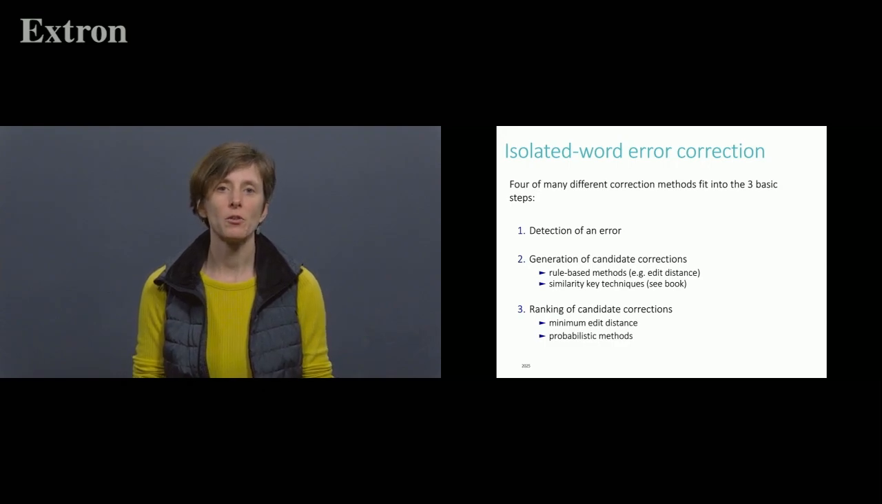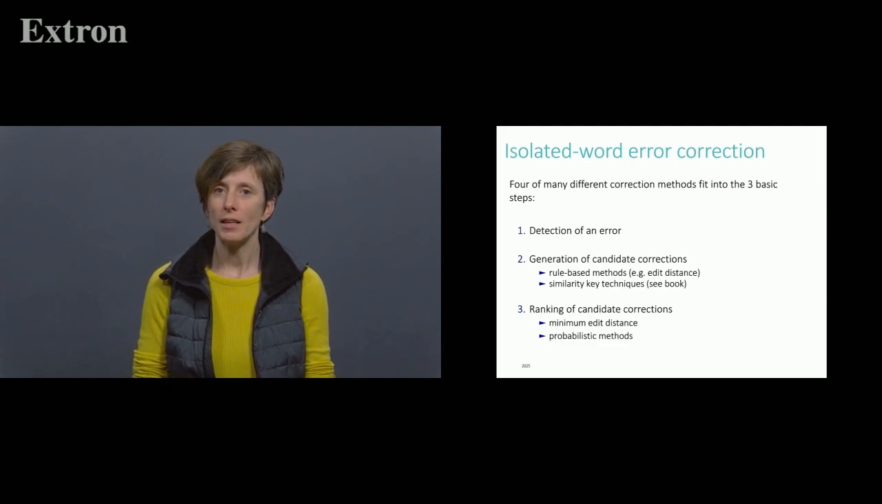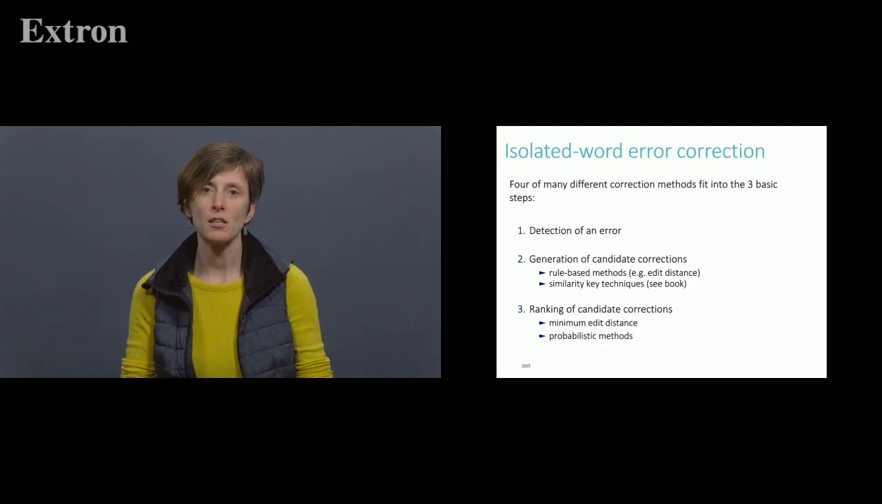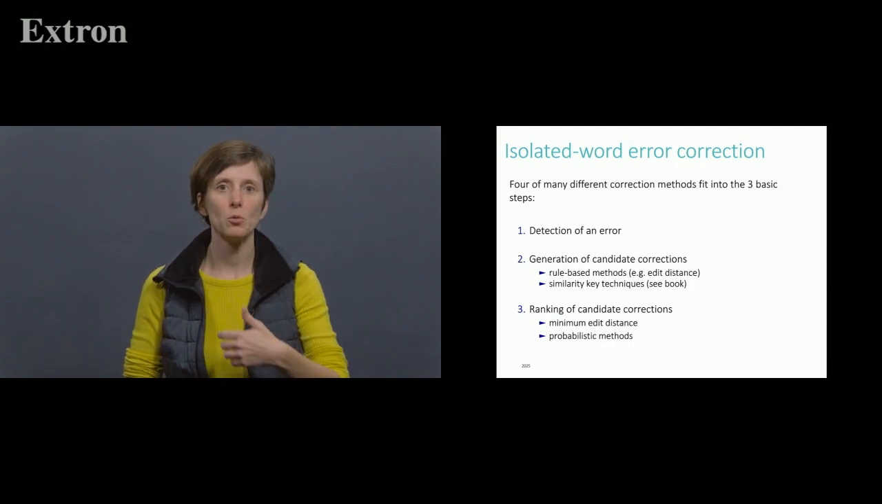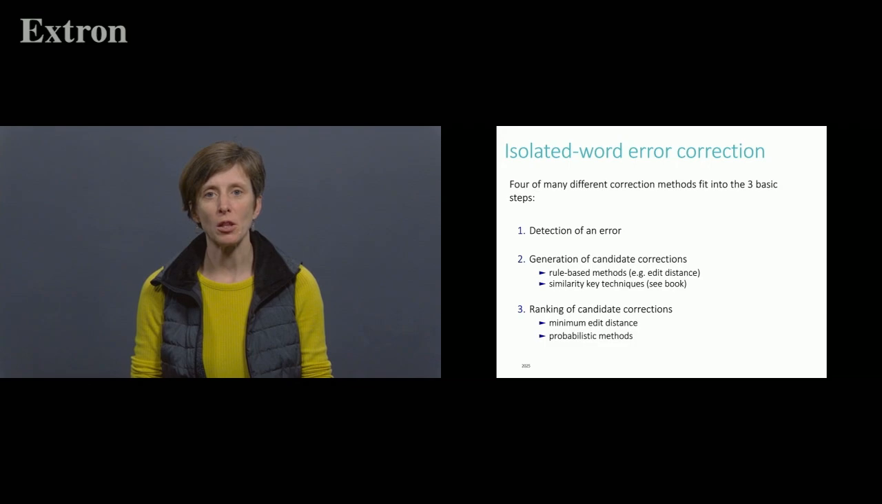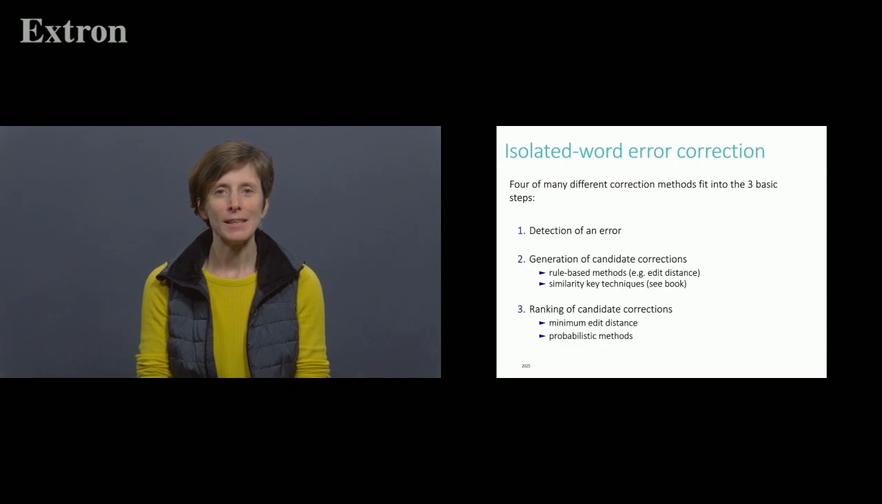Once you detect an error, then you want to be able to generate spelling candidates, possible corrections. Is this perhaps what you meant to spell? And we looked at a rule-based method in edit distance, so guessing by how many changes there are to get from this word to one that you might have wanted to spell. And then there are some other techniques like the similarity key technique, which is described briefly in the book. So you generate them, but then you've got to rank them, right?